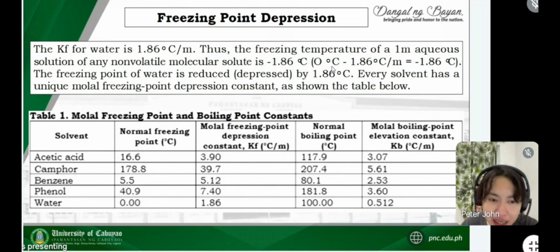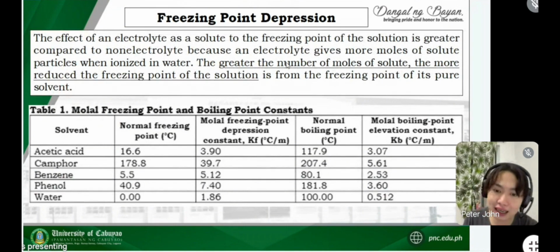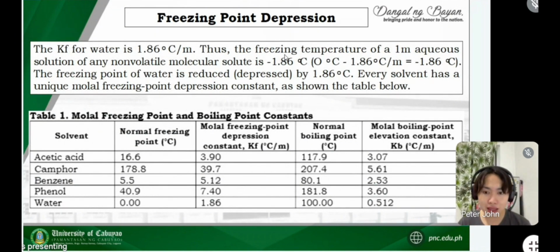Pero yun nga, in a given non-volatile solute, example natin dito, pag hinaluan natin yung tubig, ang nangyari, we can get a lower freezing point ng mismong tubig. So ibig sabihin in this case, ima-minus lang natin siya. That ends with a negative result. So, the freezing point of water is reduced or depressed by 1.86 degrees. Every solvent has a unique molal freezing point depression constant as shown below.